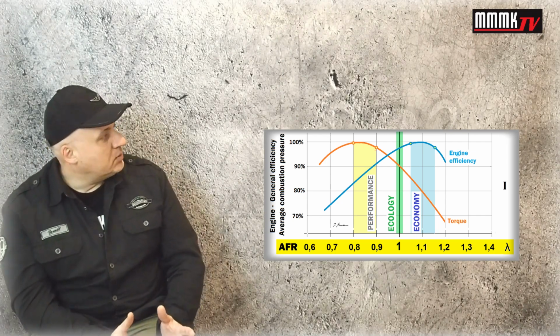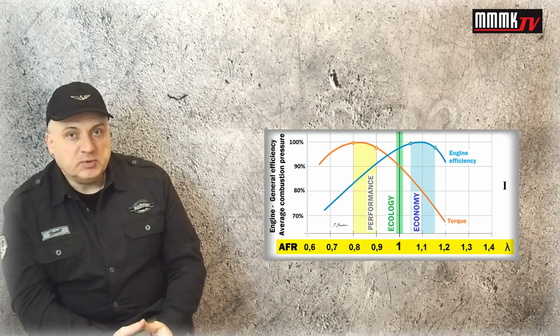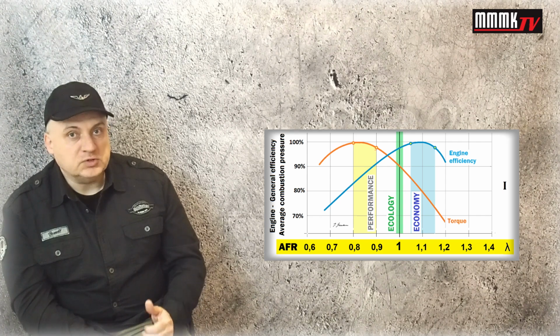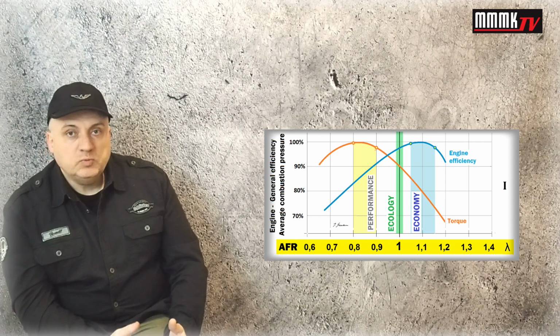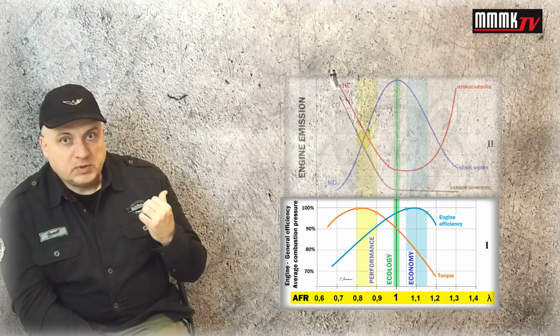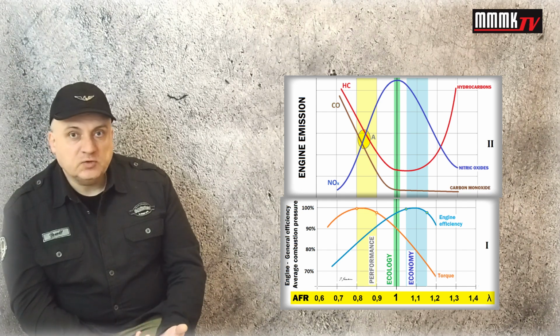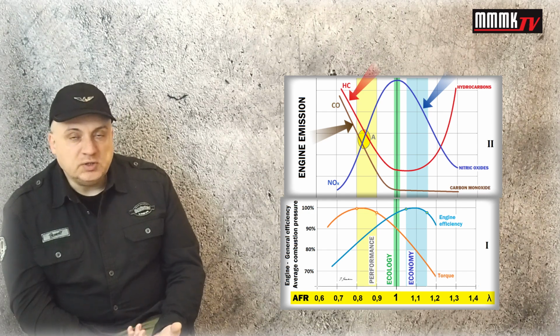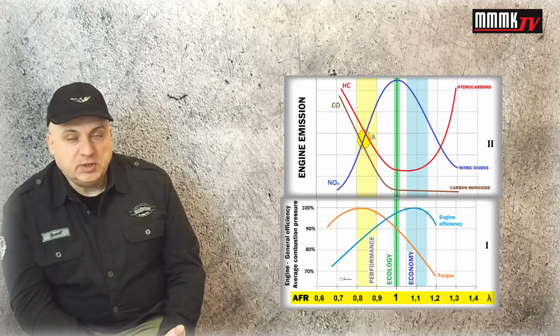Okay, so now we understand what lambda is and why we have the highest torque for lambda 0.8, 0.9, which is for a rich air-fuel mixture. So we can move on. Next diagram, on the top of that one. It shows what the engine emits, what kind of exhaust gas ingredients are considered dangerous for human beings and the environment, and what we need to reduce in exhaust gases.